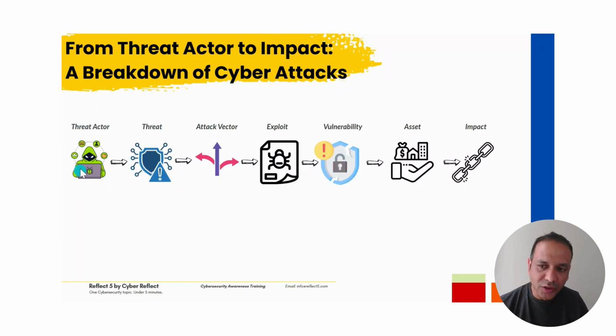So a cyber attack occurs with the threat actor, also referred to as the cyber adversary, where the threat actor will use a threat like a ransomware or any type of malware through an attack vector to exploit the vulnerability. The vulnerability is basically a weakness found in the asset of an organization. And the ultimate goal of a cyber attack is to create impact on either confidentiality, integrity, or availability of the information asset. So let's have a look at the different components in detail.